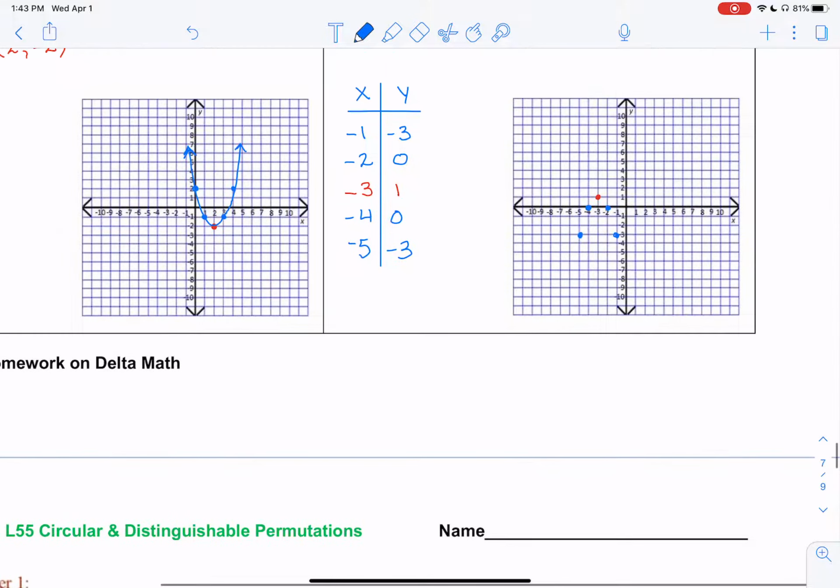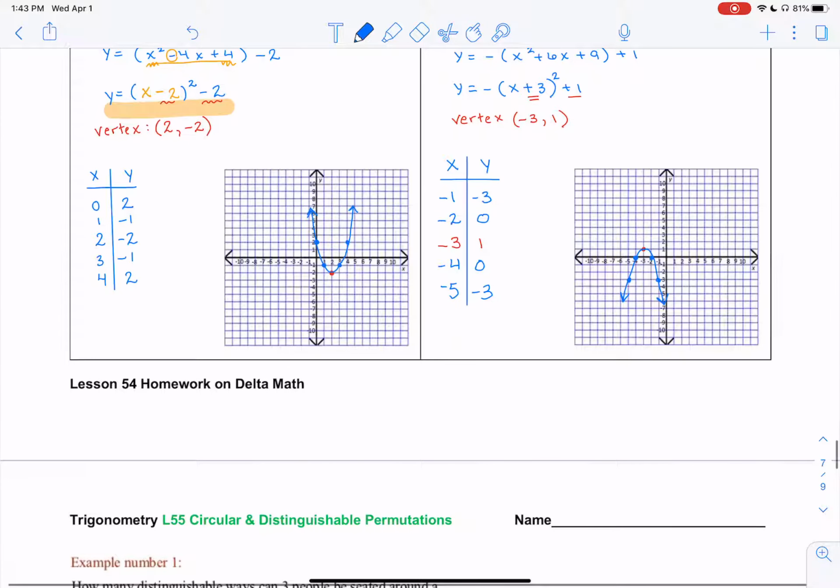So my parabola looks something like that. All right, these are on Delta Math. You are going to have to do some completing the square to solve those.